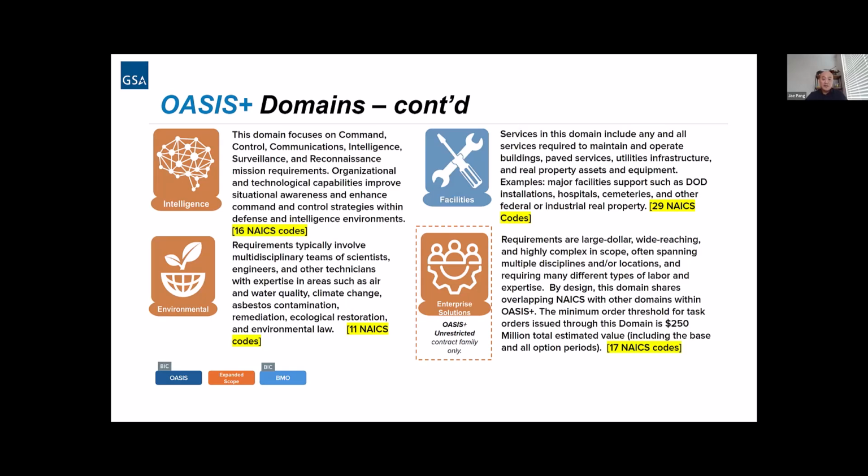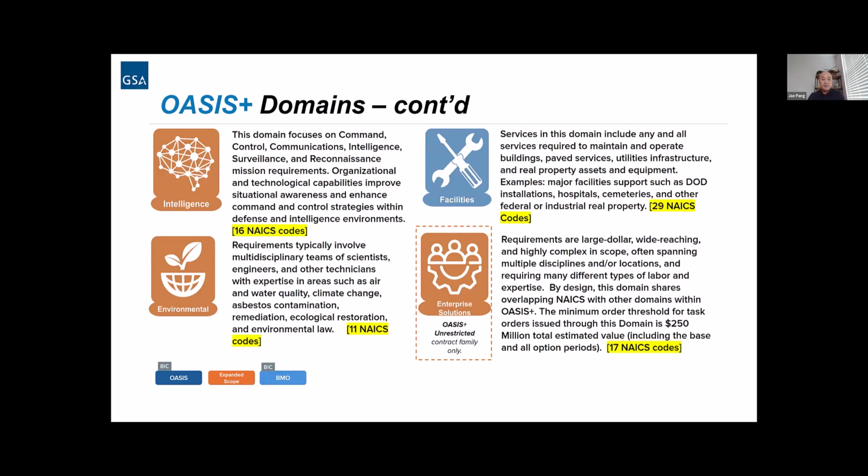And moving on to facilities. Facilities are services required to maintain and operate buildings and physical infrastructure, either civil or military. One thing I want to mention about this domain is that we took the scope of BMO, building maintenance and operation, and incorporated it into the facilities domain for OASIS Plus. So we expanded the scope to make sure this domain can be a one-stop shop for agencies looking for total base operation support. So not just common janitorial service or landscaping type of work, but requirements that encompass the entire operation of a base or a facility, to include motor pool for fleet services, or even warehousing operations that may be located in the base.